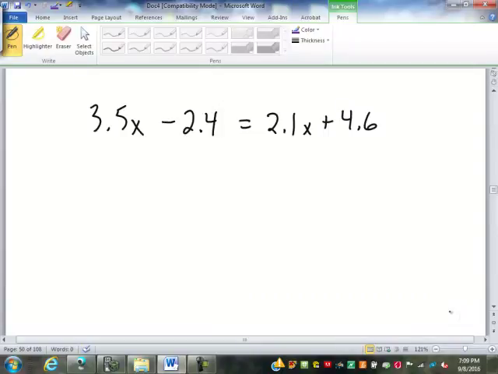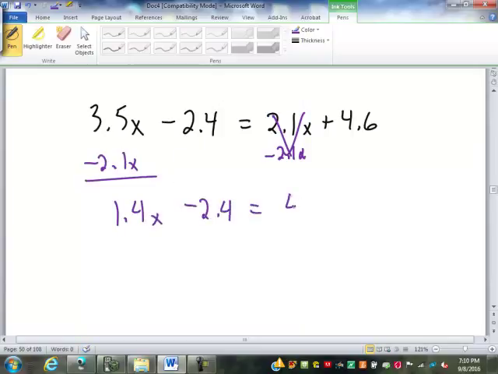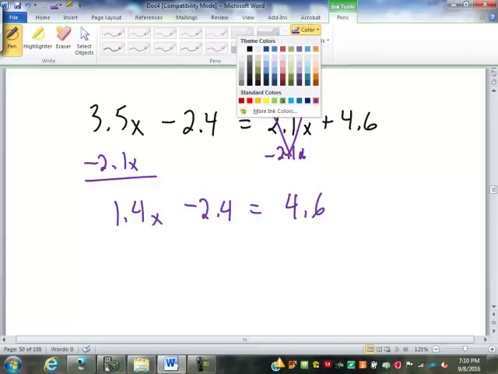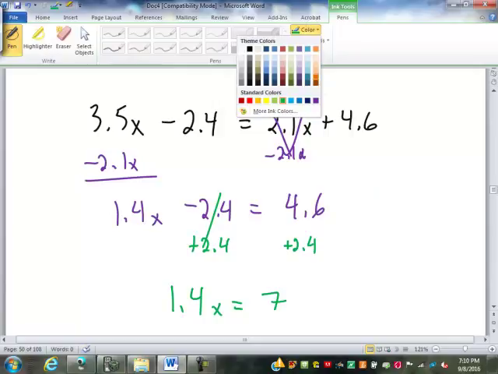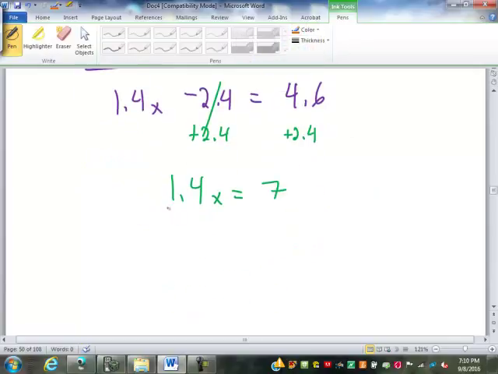Where would we start here? Get rid of 2.1x. So that's gone. So this is 1.4x. You still have the minus 2.4 equals 4.6. Then what? Add 2.4. So this is gone. 1.4x equals 7. And then divide by 1.4. X equals 5.